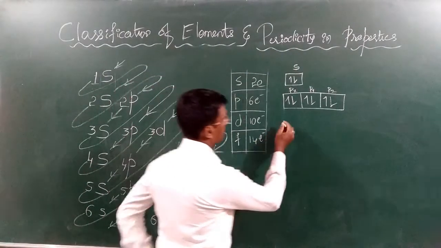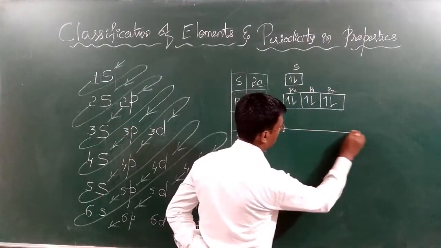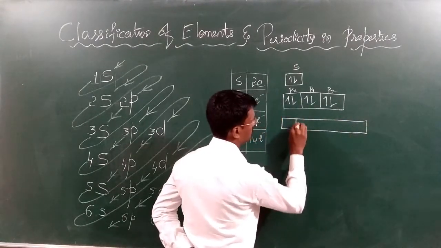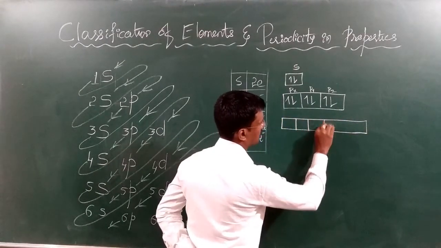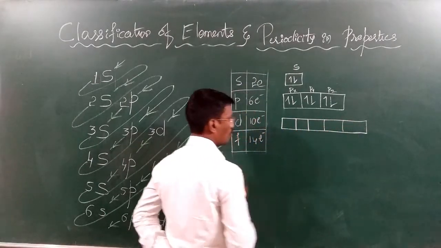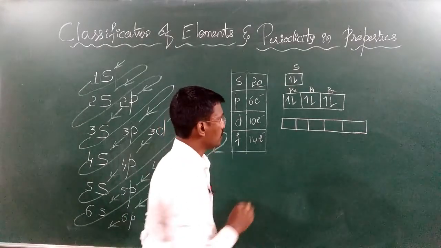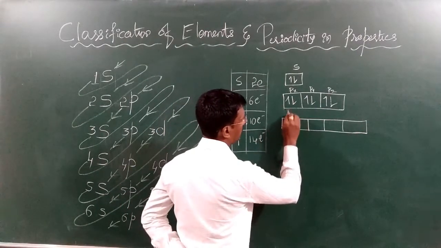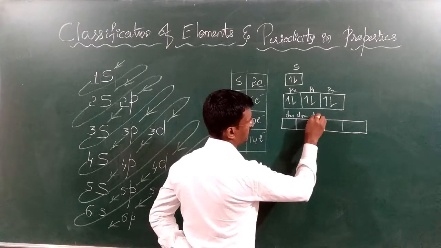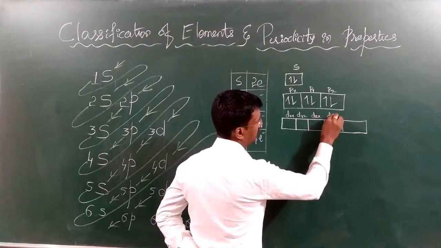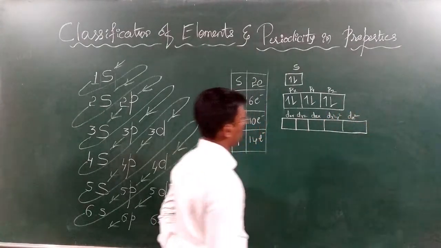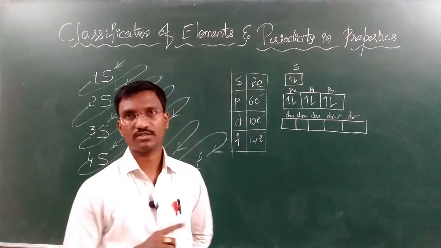Similarly, in the D there are 5 energy boxes. This is the first one, second one, third one, fourth and fifth: 1, 2, 3, 4, 5. So what happens here? Look here. We will call these Dxy, Dyz, Dzx, D x square minus y square, and D z square.